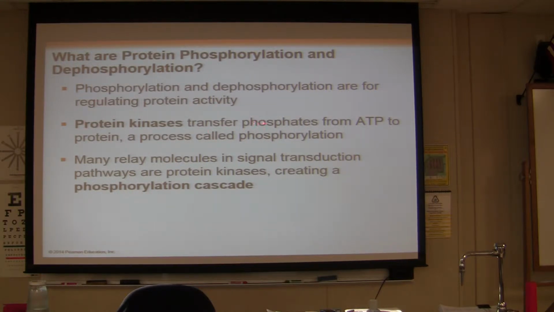Protein kinase transfers phosphate from ATP to protein, a process called phosphorylation, which you told me, who was it? Ariel? It was Ariel who gave us the answer: when a protein molecule has phosphate on it, a lot of activities and chemical reactions inside of the cell occur, because the protein molecules have to have phosphate attached to them.